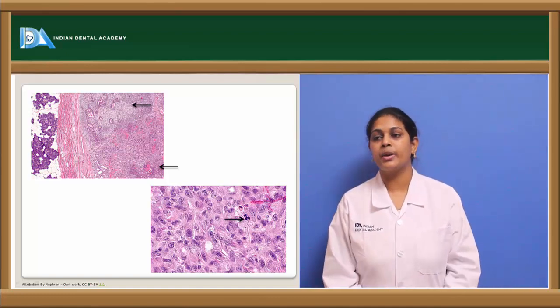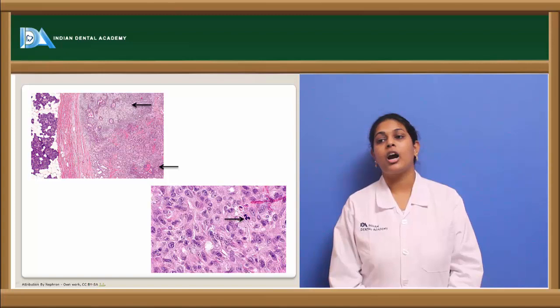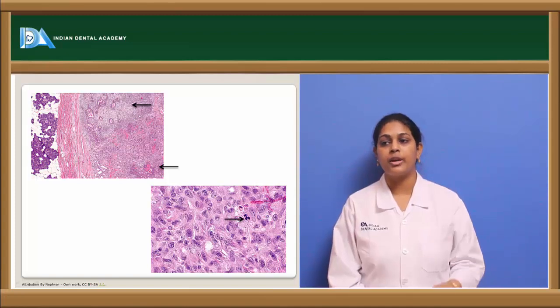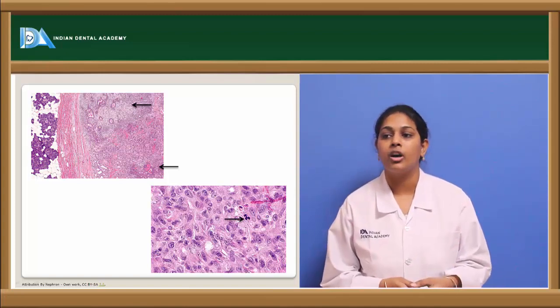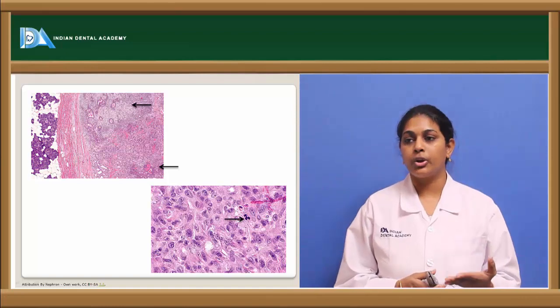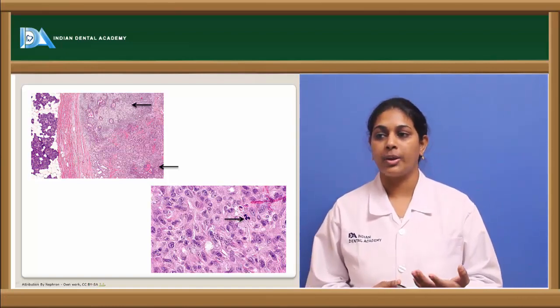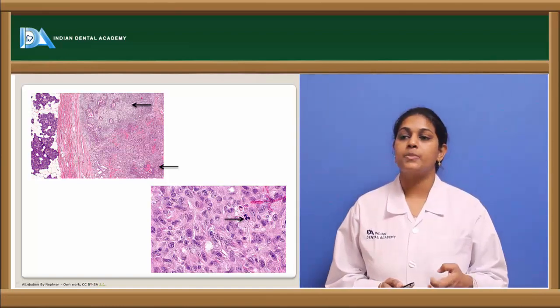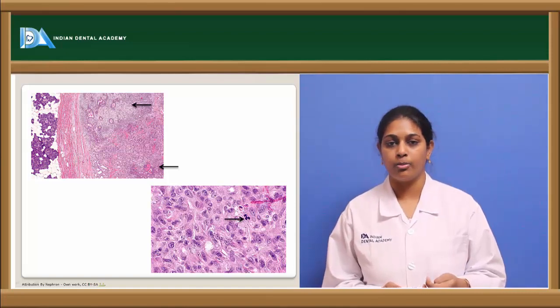Then the next picture shows a high power view of the carcinoma in pleomorphic adenoma, where the arrow mark indicates the presence of abnormal mitotic figures, and there are numerous mitotic figures, as well as pleomorphic nuclei and cytoplasmic shapes. So this is what explains carcinoma in pleomorphic adenoma.